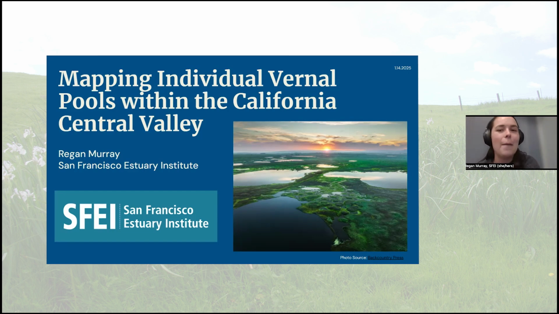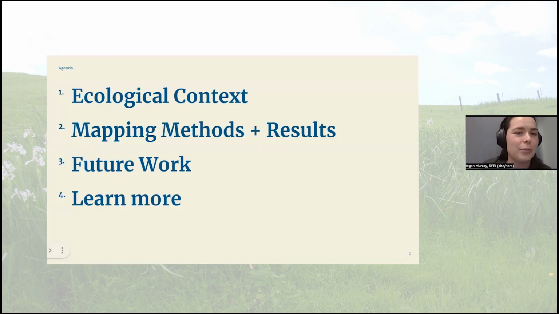We're going to be talking about some mapping methods for mapping individual vernal pools across the Central Valley of California. A quick overview of what we're going to be talking about. We'll go over a little bit of the ecological context of vernal pools. We'll talk about the methods I use to map these pools across the Central Valley, future work, and I'll pair you up with some resources to learn more about vernal pools.